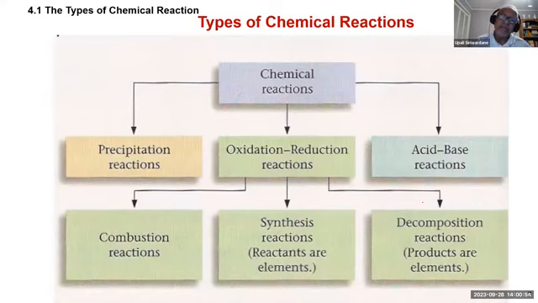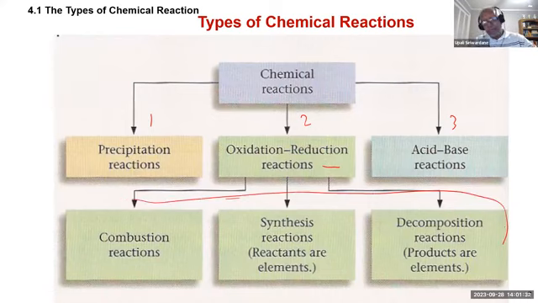This slide shows a summary of chemical reactions based on reactivity pattern. There are three major classes: precipitation, acid-base reaction, and oxidation-reduction, which are called redox. Now, if you look at that, oxidation or redox reactions are these three types.